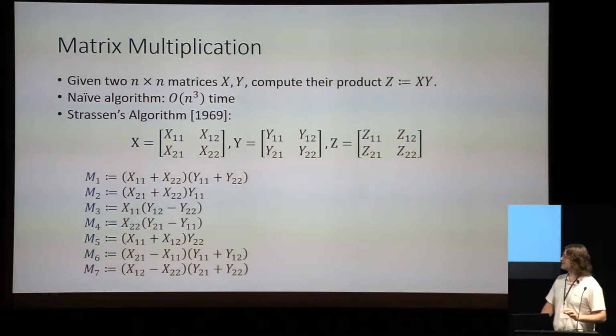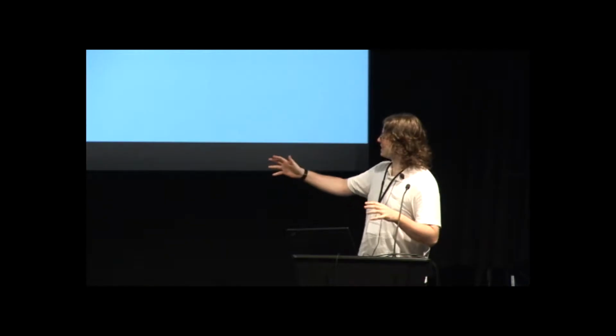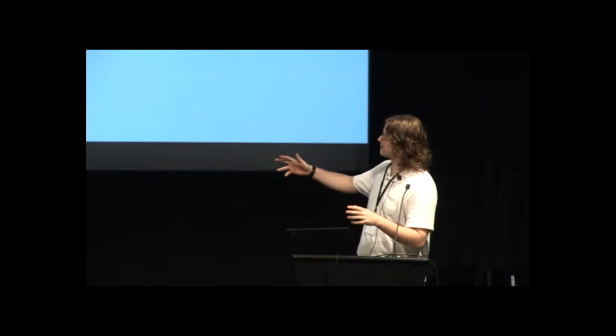So he computes these 7 products of a sum of x blocks times a sum of y blocks. And he notices that the 4 blocks of z can all be written as linear combinations of these 7 products. So normally it would take 8 multiplications to do 2 by 2 matrix multiplication, but here he does it with only 7.